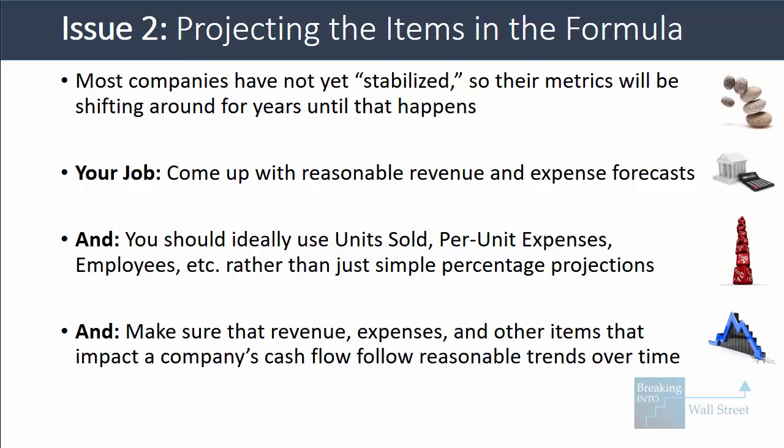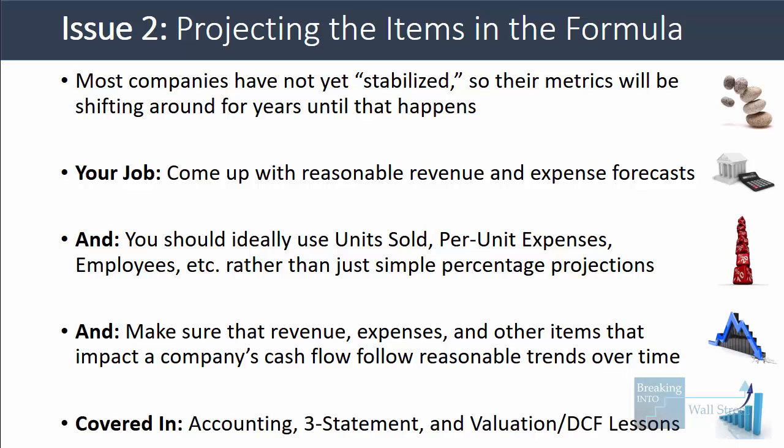You also have to make sure that revenue, expenses, and other items that impact cash flow follow reasonable trends. Most companies tend to slow down their growth over time. So if you have a company where growth is speeding up and then slowing down and then speeding up again, something is probably going wrong. You probably need to step back and think about what you're actually doing and come up with more reasonable numbers.